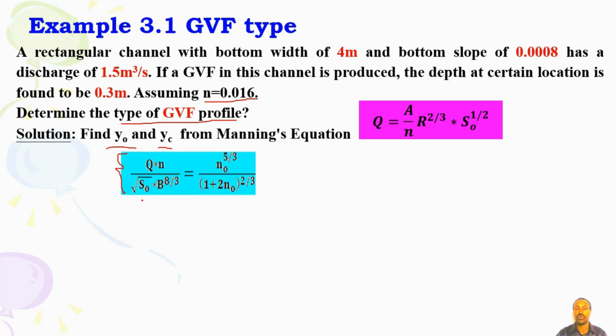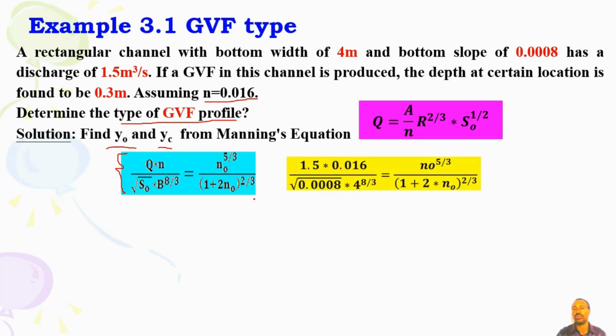Qn over root S naught b to the power of 8/3 is equal to η naught to the power of 5/3 over (1 + 2η naught) to the power of 2/3, where η naught is Y naught over b. Then you can substitute the known values, Q, n, etc. Then you get this expression. How do you solve this? Just by iteration, we will try.